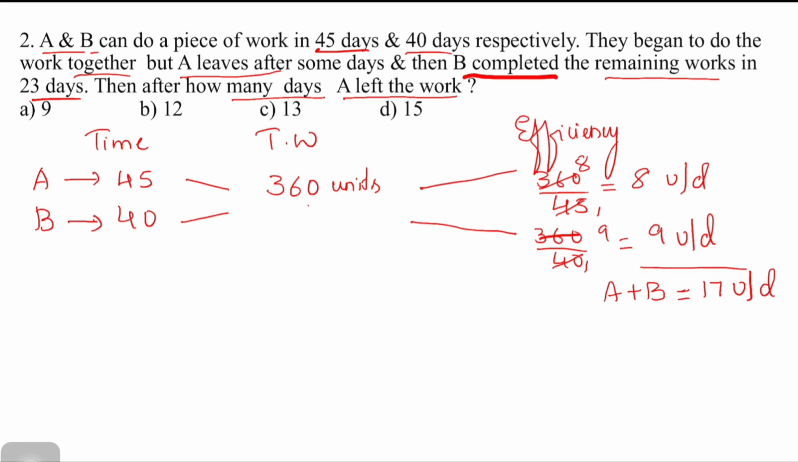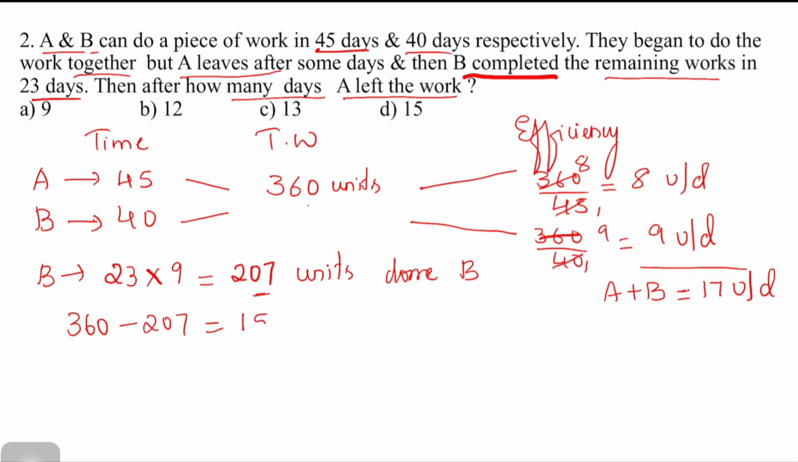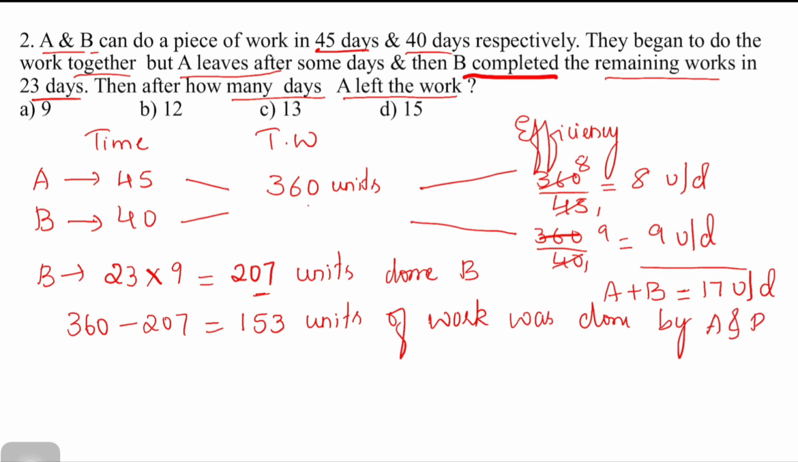So B is completing the remaining work in 23 days: 23 into 9 units per day. B completed 23 into 9, that is 207 units. This was the remaining work done by B in the last 23 days. So if this was the remaining work, then what was the work done by A and B? That is 360 minus 207, which is equal to 153 units of work done by A and B.